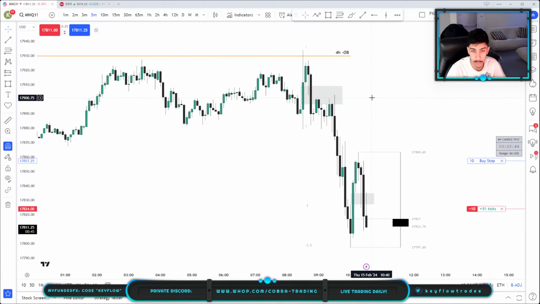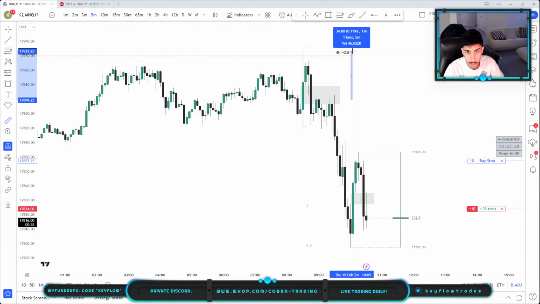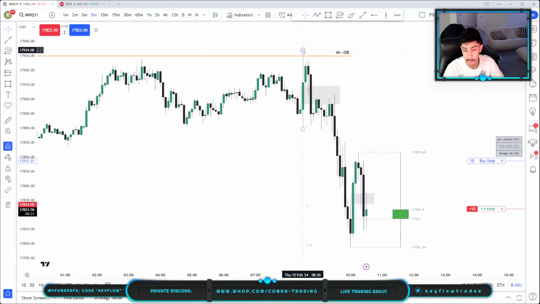That's why I took the short, because I knew that this high up here was fully protected. So if you wanted to put some risk on, I mean, I didn't want to put that much risk. That's why I stopped out. But this trade up here, this inversion that I took, this was 136 ticks of risk. So 34 points of risk at the high.